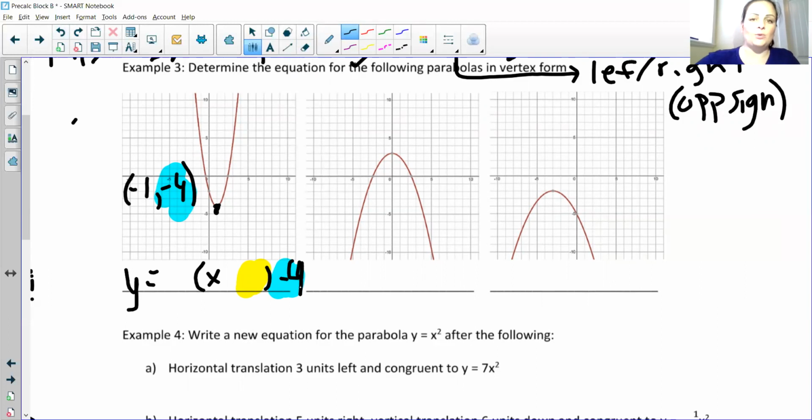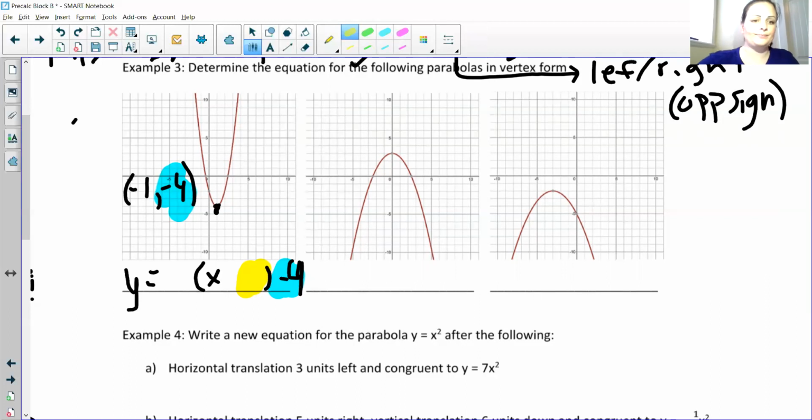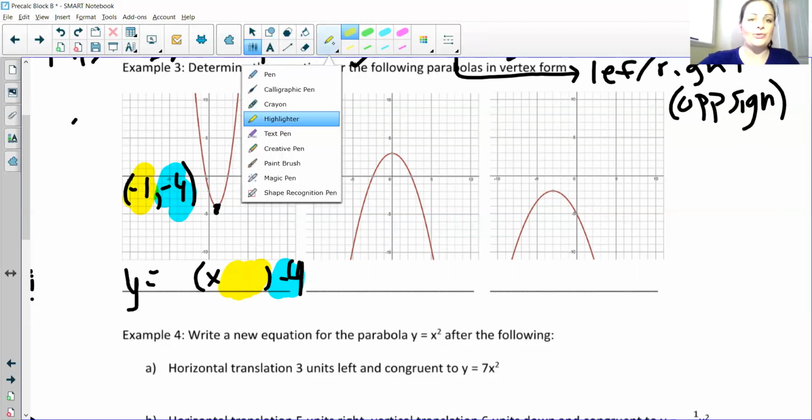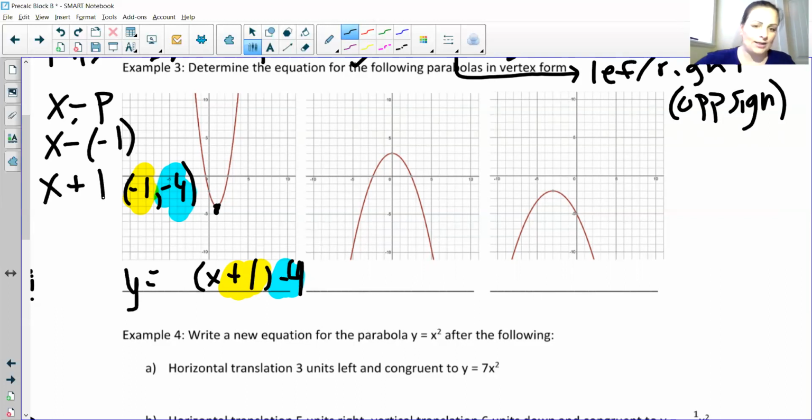Okay. But we do have to change something with what our P value is. So instead of writing -1 right here, I do the opposite sign. I do +1 because remember the base equation is x minus p. So if we're putting a -1 in for p, that makes it x minus -1, which is x plus 1. So that's why it's x plus 1 squared in that equation.